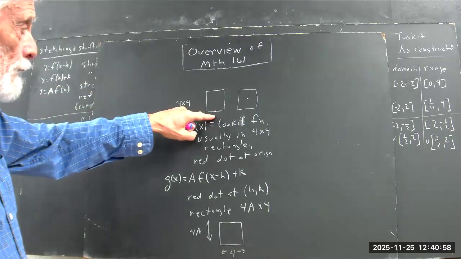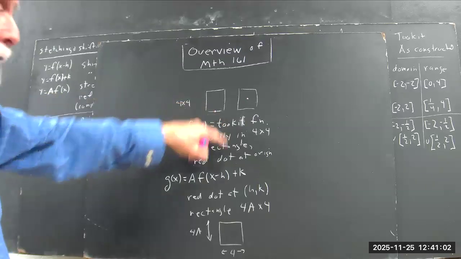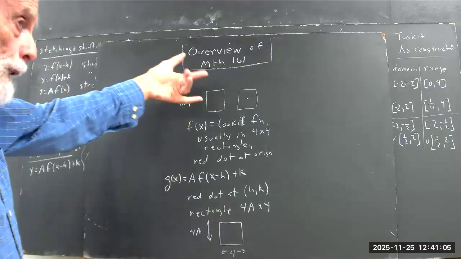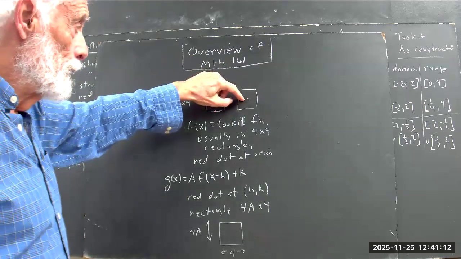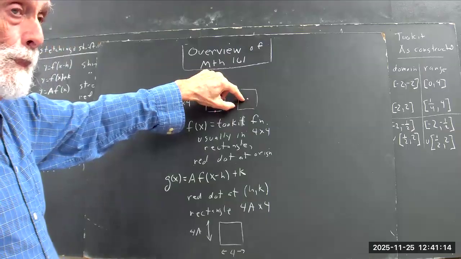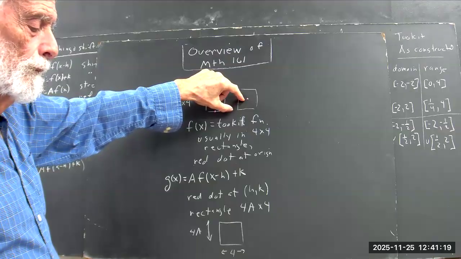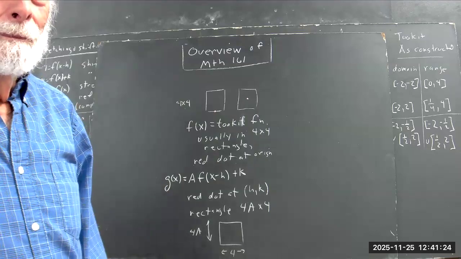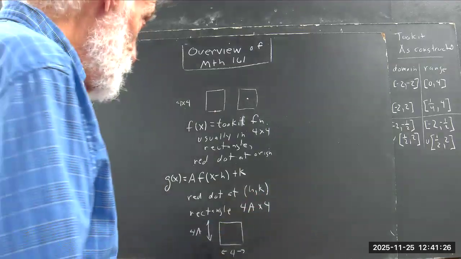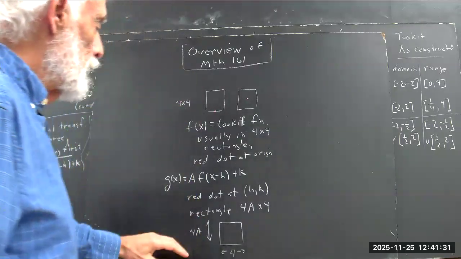If you have the origin or the red dot at the bottom of the rectangle and a is negative, you'd flip that rectangle over so the red dot would be at the top. If you have the red dot in the middle of the rectangle, you just have to know that the picture of the graph flips about the x-axis. Okay, that's what a negative value of a does. So there's that entire scheme.